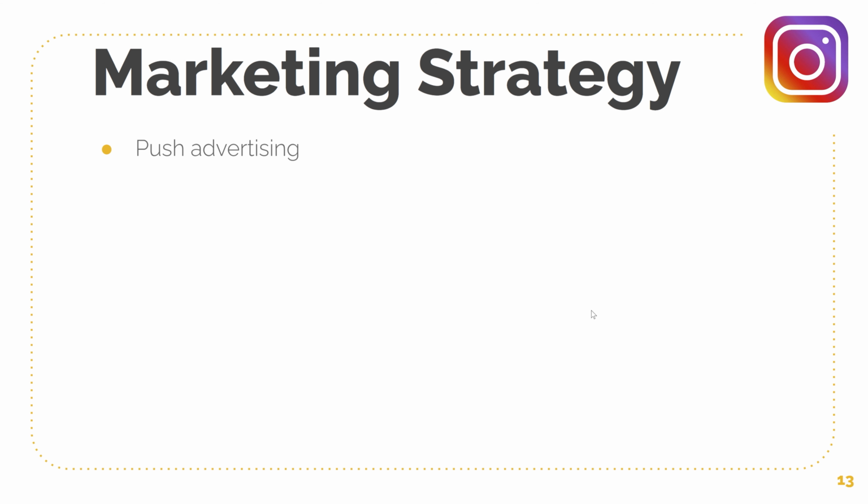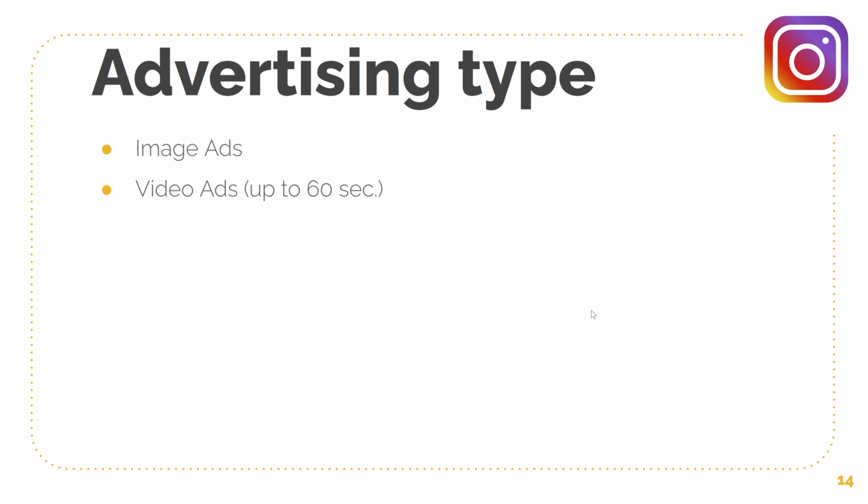Marketing strategy is still push advertising. People are not actively searching and we are pushing our ads. So it's good for brand awareness. It's good for advertising new products and services. As for advertising type, Instagram offers image ads and video ads up to 60 seconds. It's a very short video, so you need to attract your audience fast.